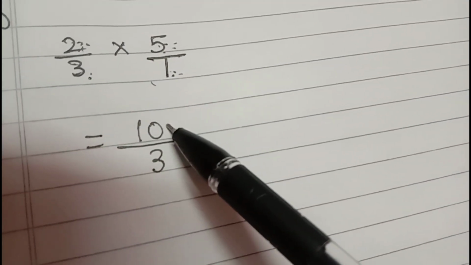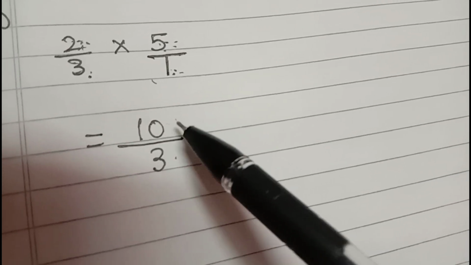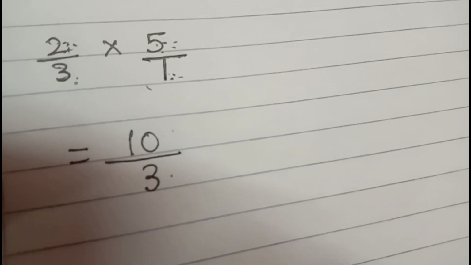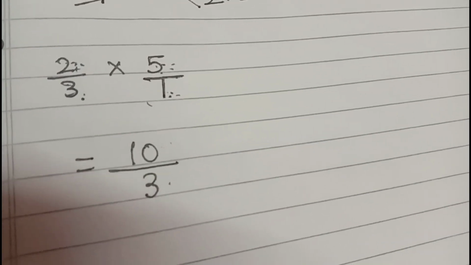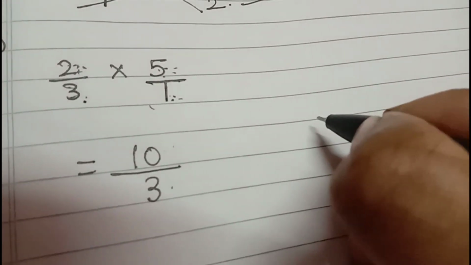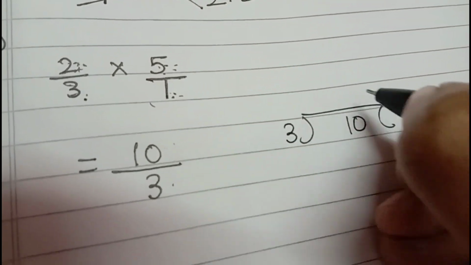And then what kind of fraction is this? Here the numerator is greater than the denominator. Upper value is more. So it is an improper fraction. And remember, we never give our answers in improper fraction. So we will not give the answer 10 by 3, but we will change 10 by 3 into a mixed fraction.